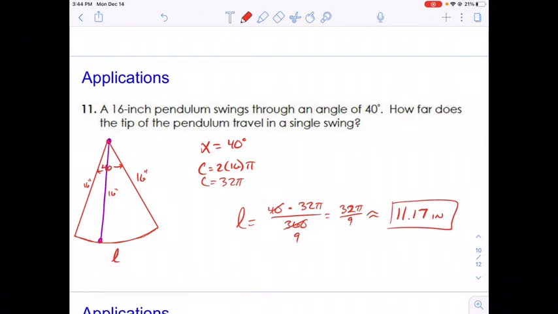Once again, you only have to simplify this if the problem asks for it in simplest terms of pi. So you'll need to make sure you leave them as fractions as well.